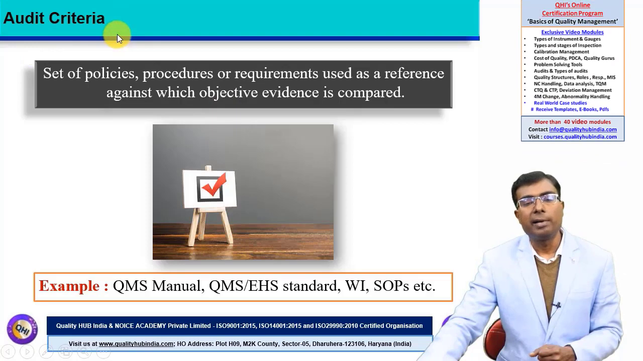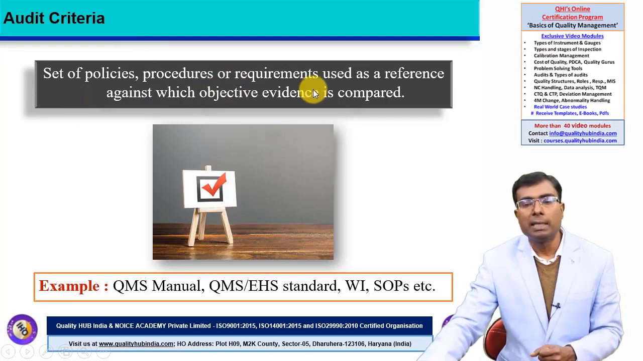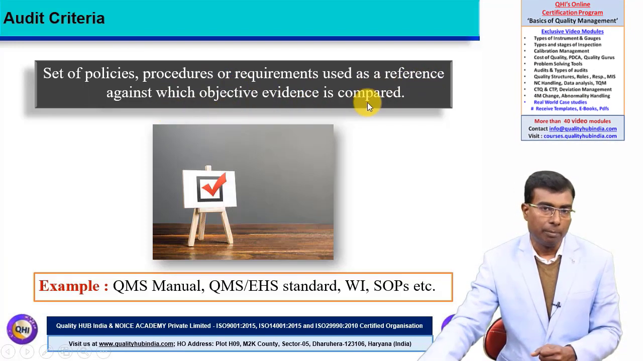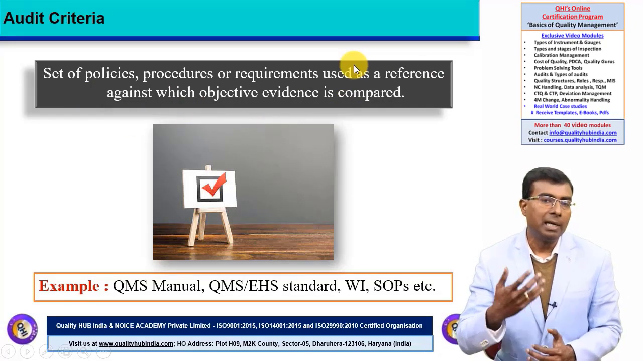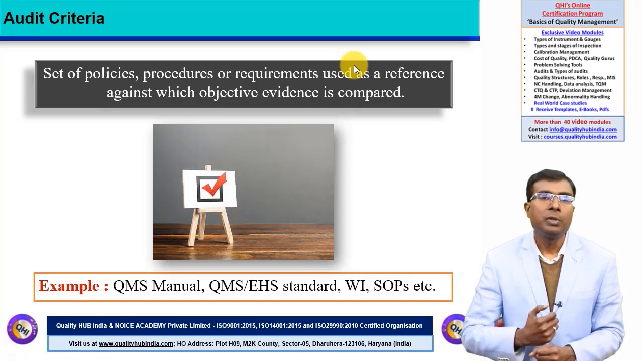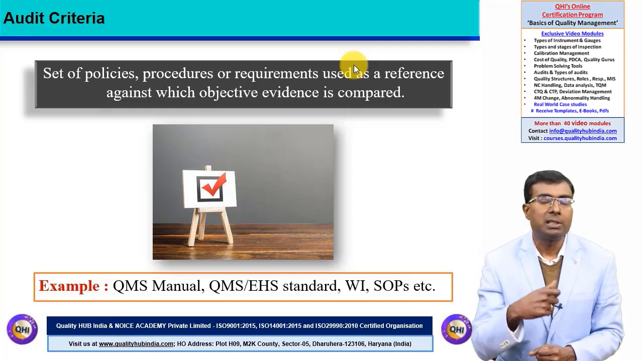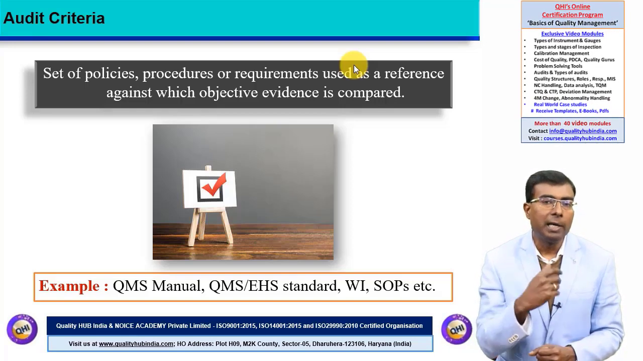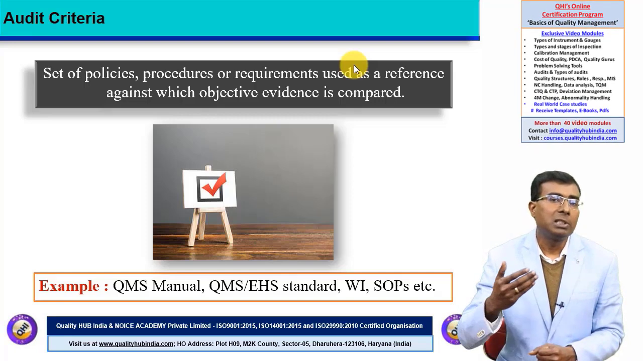And the definition of audit criteria would be a set of policies, procedures or requirements used as a reference against which objective evidence is compared. So criteria is basically those areas or elements which provide a reference during the audit. For example, you have gone to audit a particular department in a particular quality management system, let's say 9001 or 14001 or ISO 13485. So any system you have gone for conducting audits, there would be some criteria.